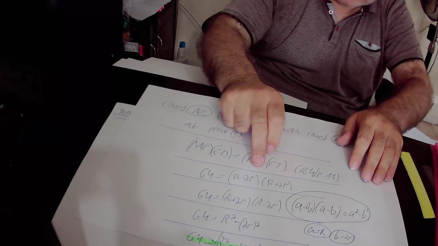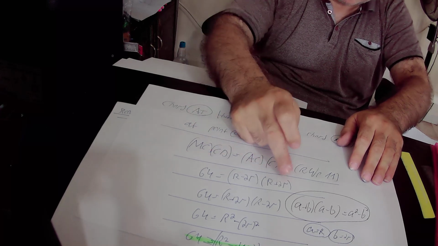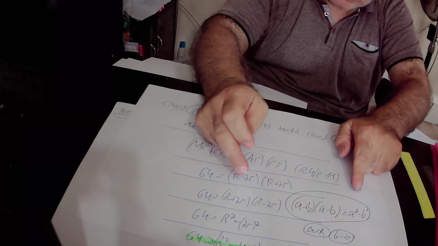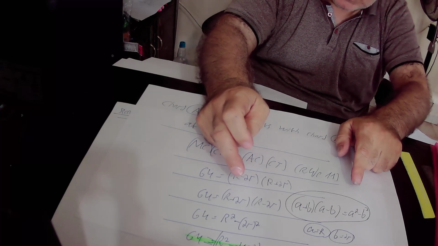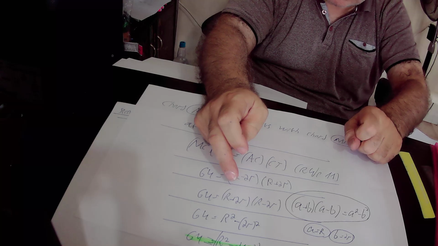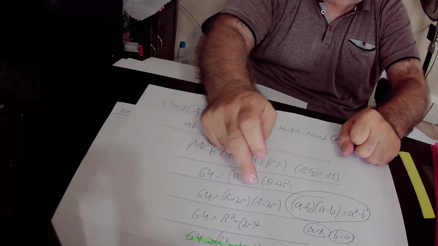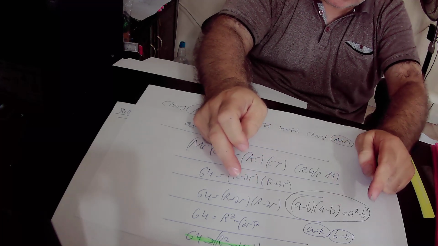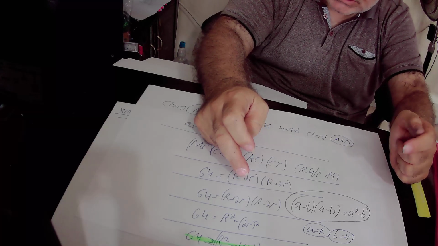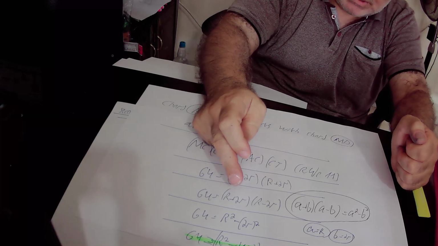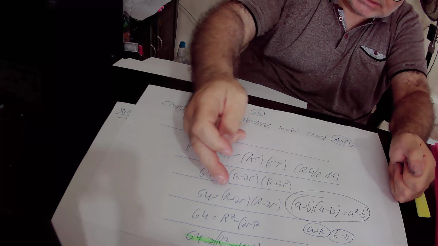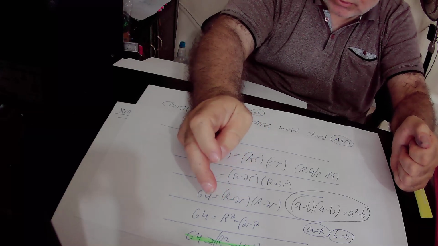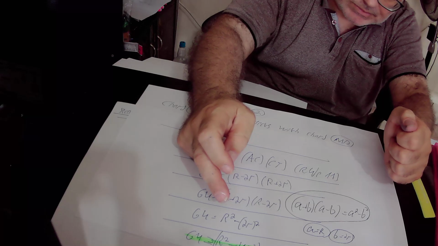What is the value of this expression? According to the algebraic identity that A plus B times A minus B equals A squared minus B squared, capital R plus 2R times capital R minus 2R will be equal to, here A equals capital R and B equals 2R, therefore A squared minus B squared is capital R squared minus 2R squared. That is to say, 64 equals capital R squared minus 4R squared.